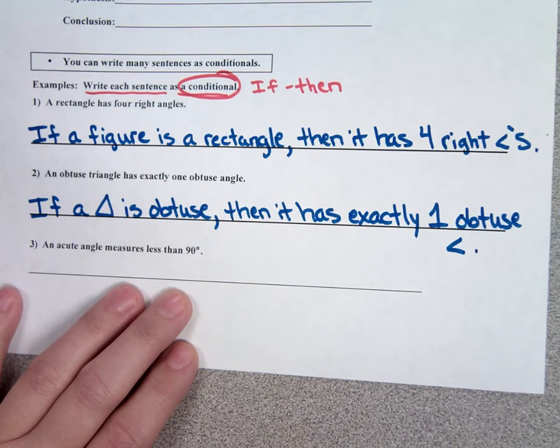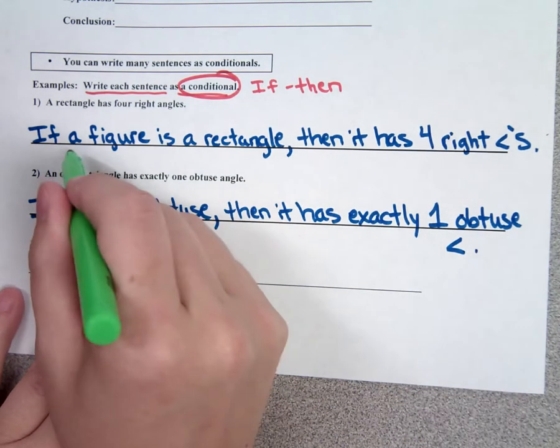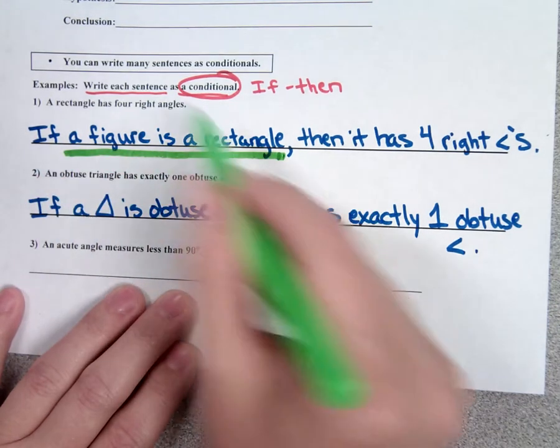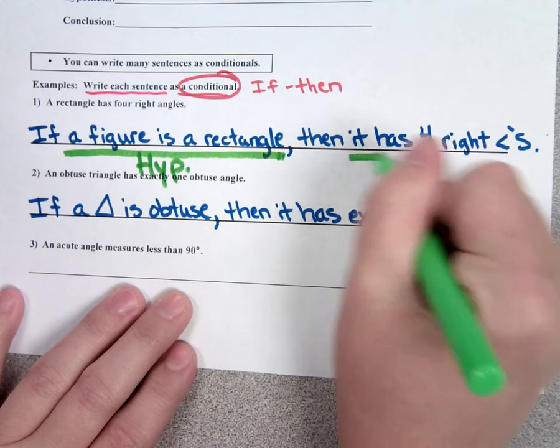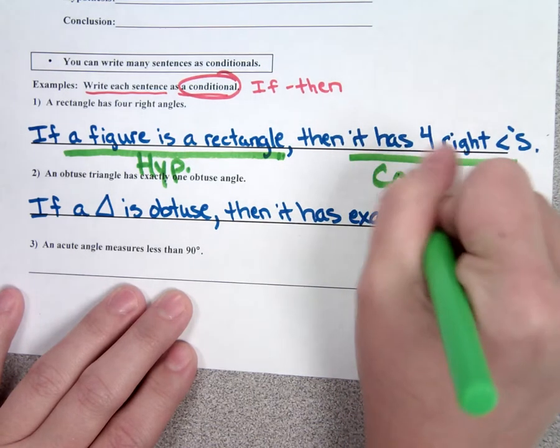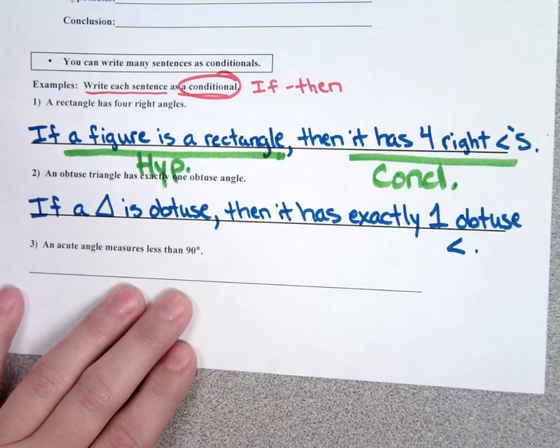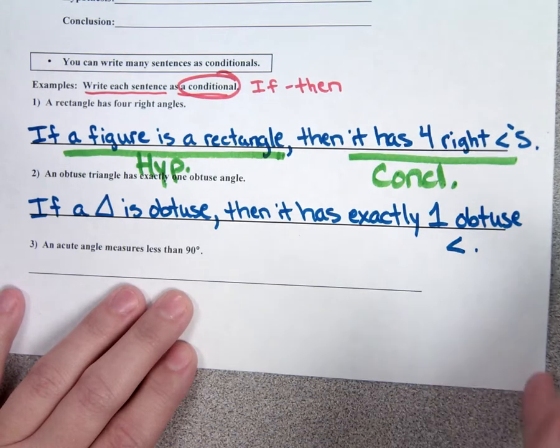Okay, so that's a conditional. A conditional is an if-then statement. Remember the part that comes after the if, that's the hypothesis. And the part that comes after the then, that's the conclusion. So those are the words that we've learned so far on this front page. Let's go ahead and go to the second page.